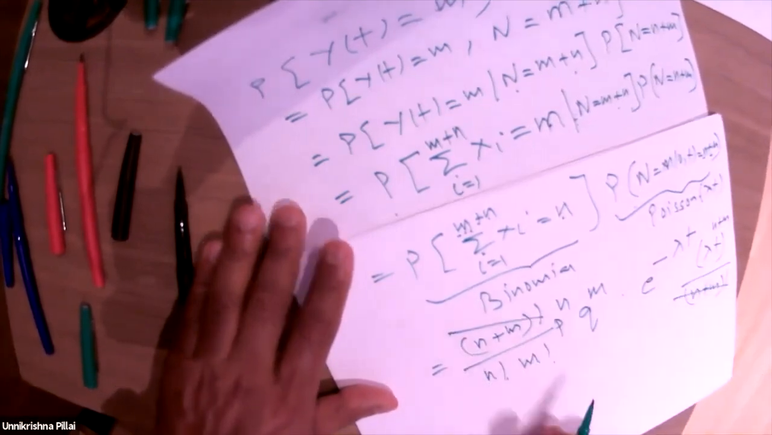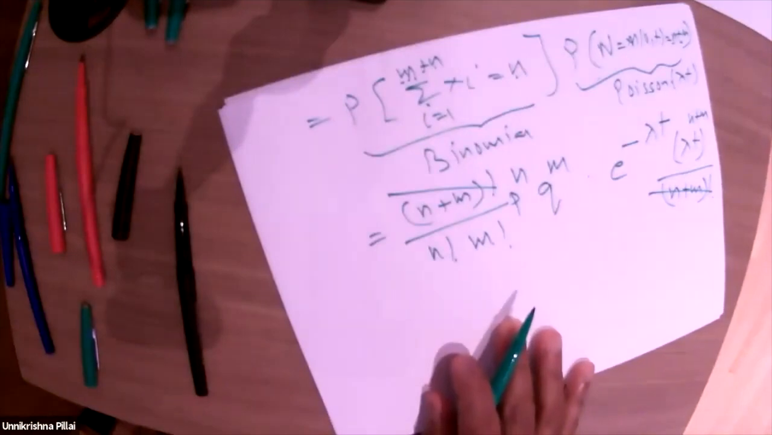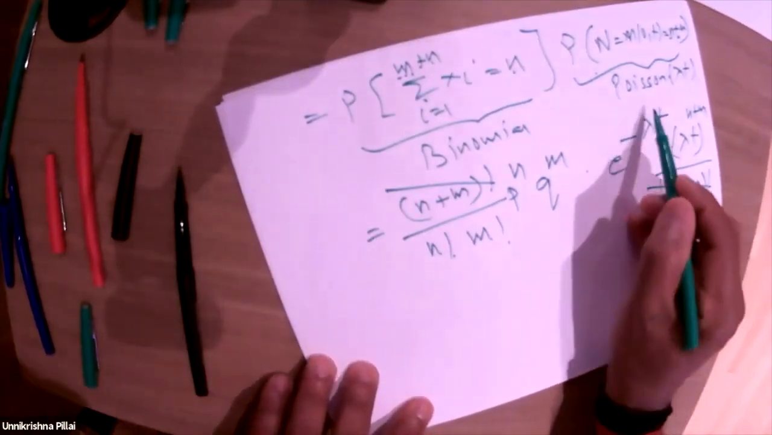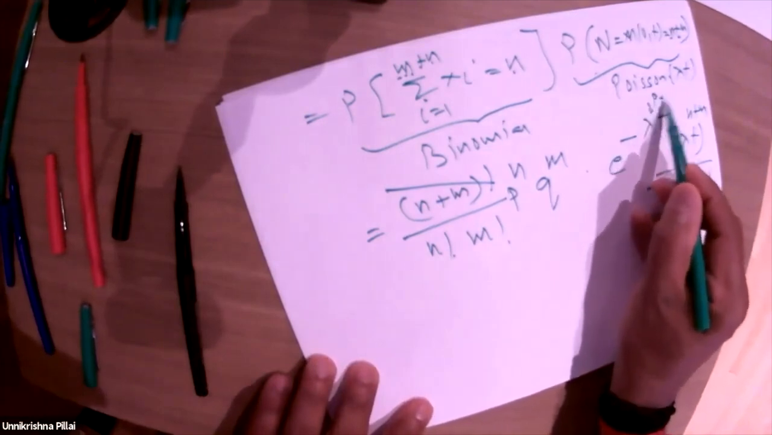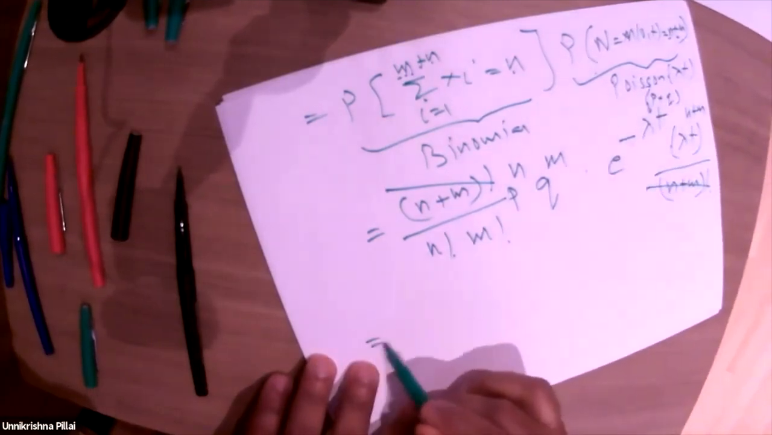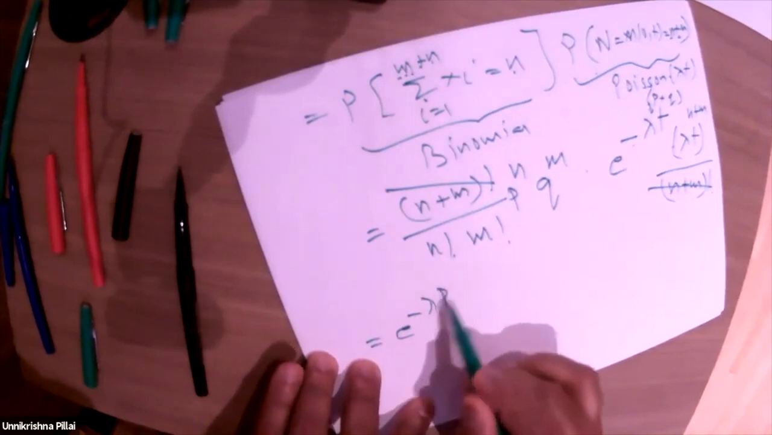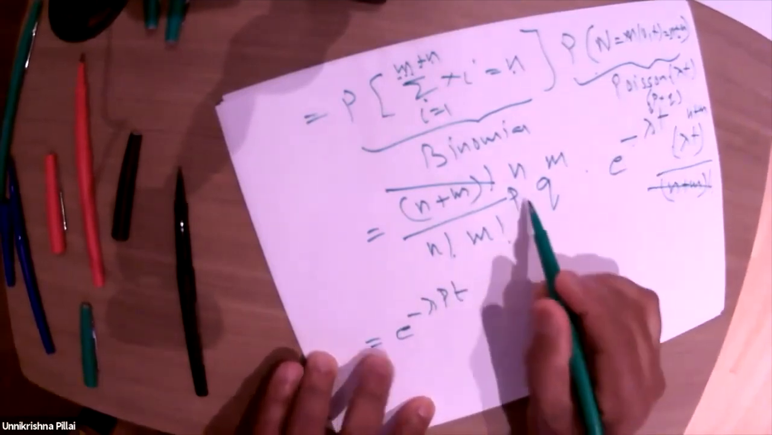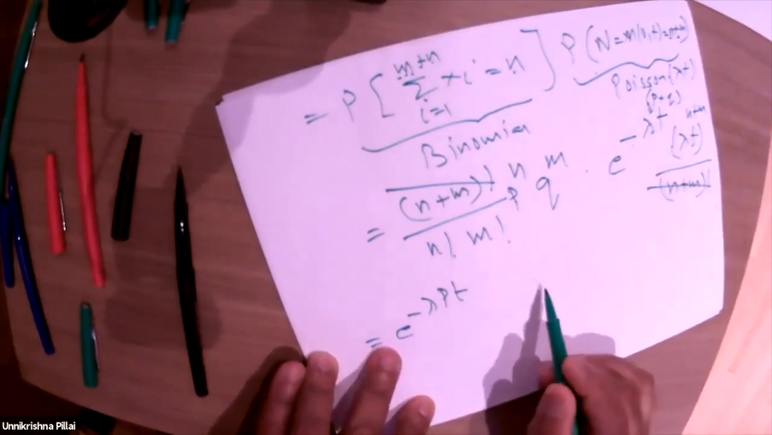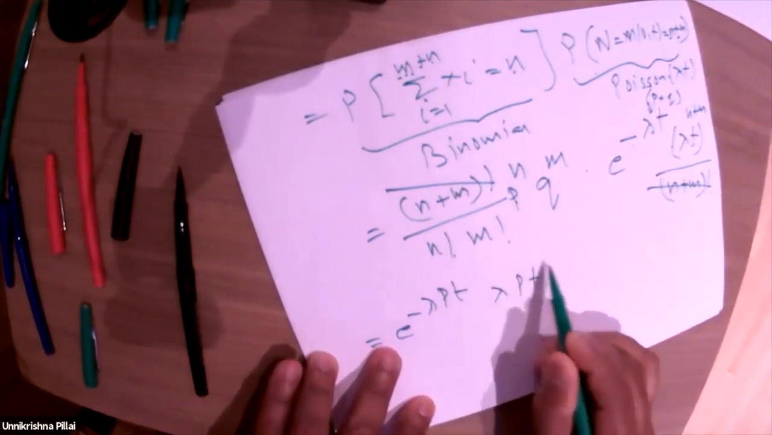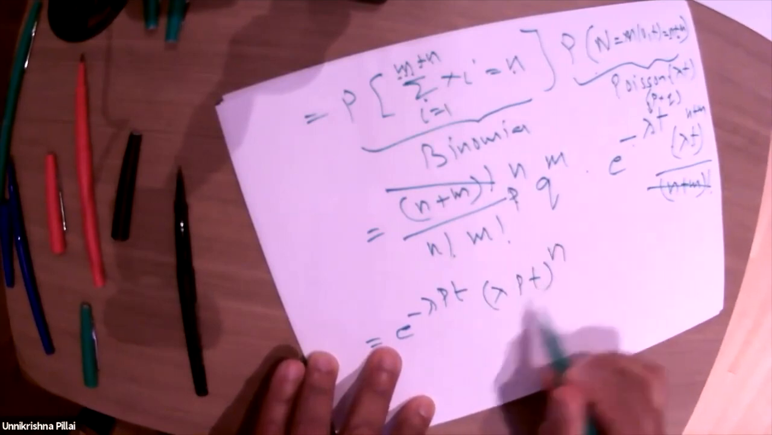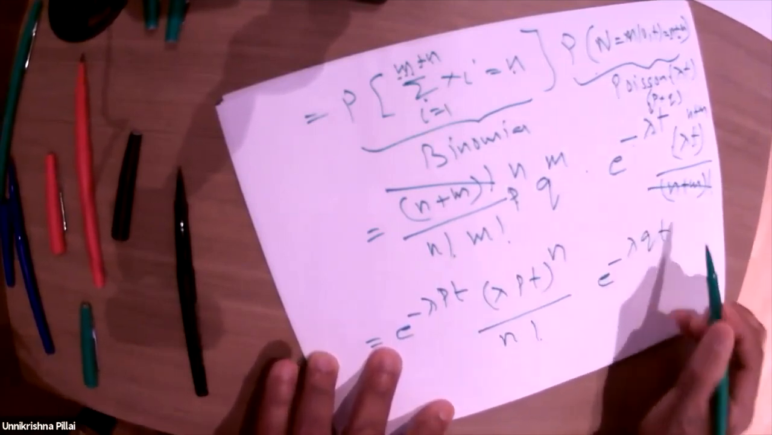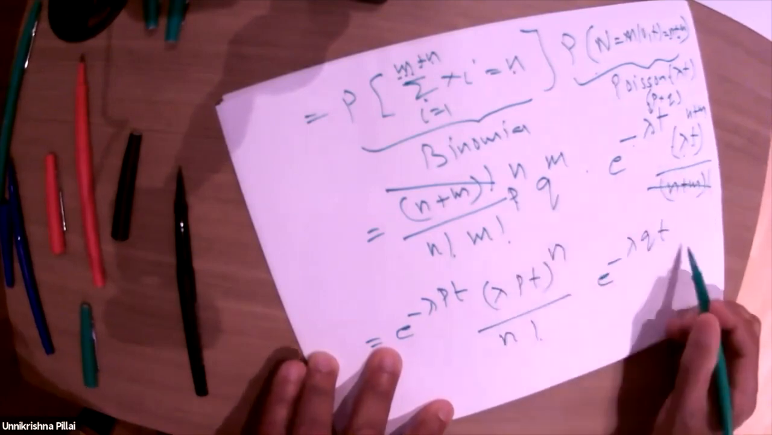So this cancels with this. And as before, I'm going to write here p plus q. p plus q is 1. So you notice I can write this as lambda pt, then I have p here, t here. Then I have lambda qt.